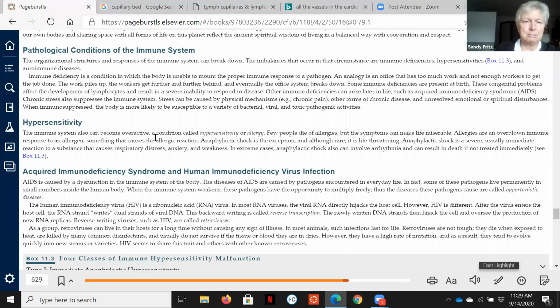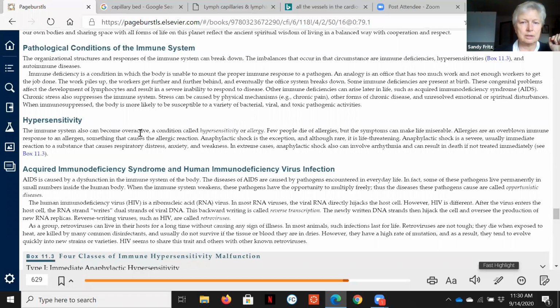This can become really serious if somebody has an anaphylactic reaction. Somebody who is allergic to peanuts, for example, or has an over-the-top allergic reaction to maybe a medication or something. That's a medical emergency.